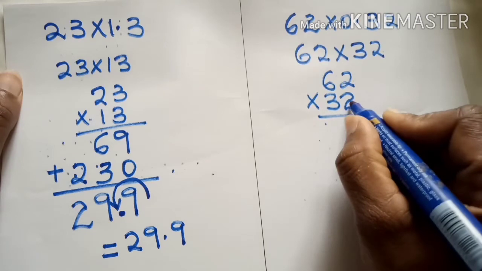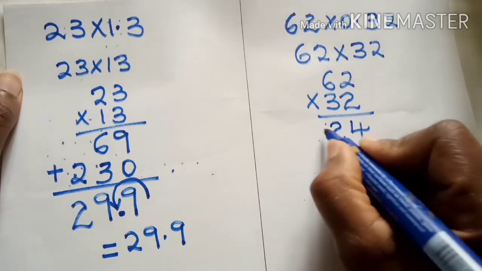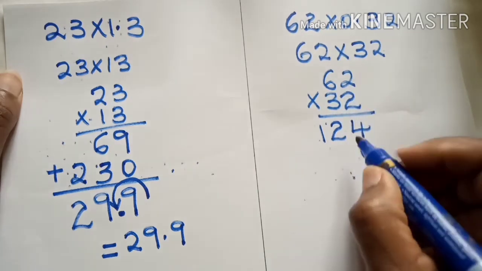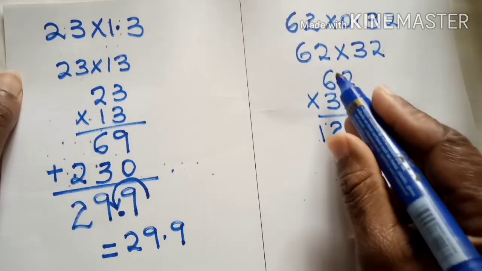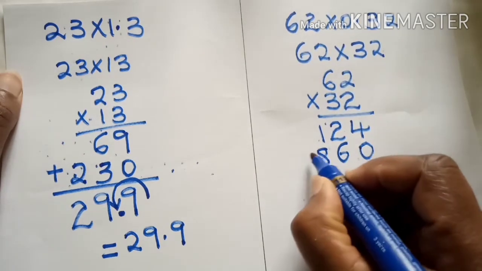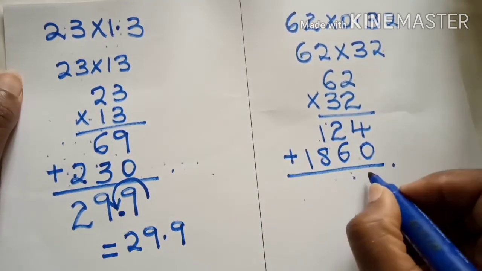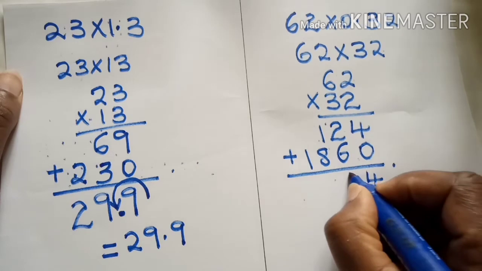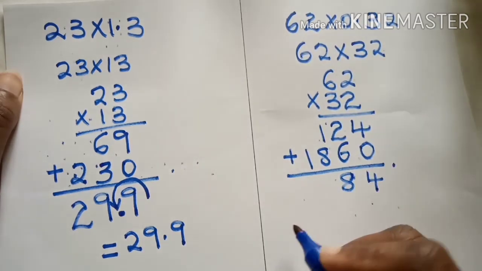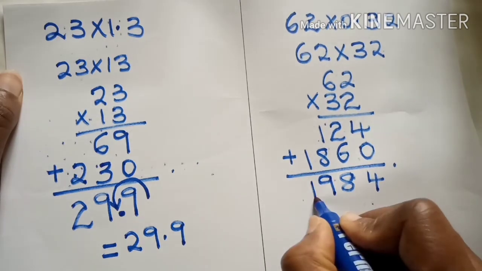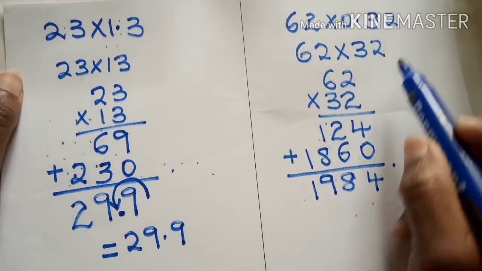This is 4. 2 times 6 is 12. Put a 0 to multiply by tens. 3 times 2 is 6 and 3 times 6 is 18. Add that and you get 4, 8, 9 and 1. So how many decimal places did we have here?